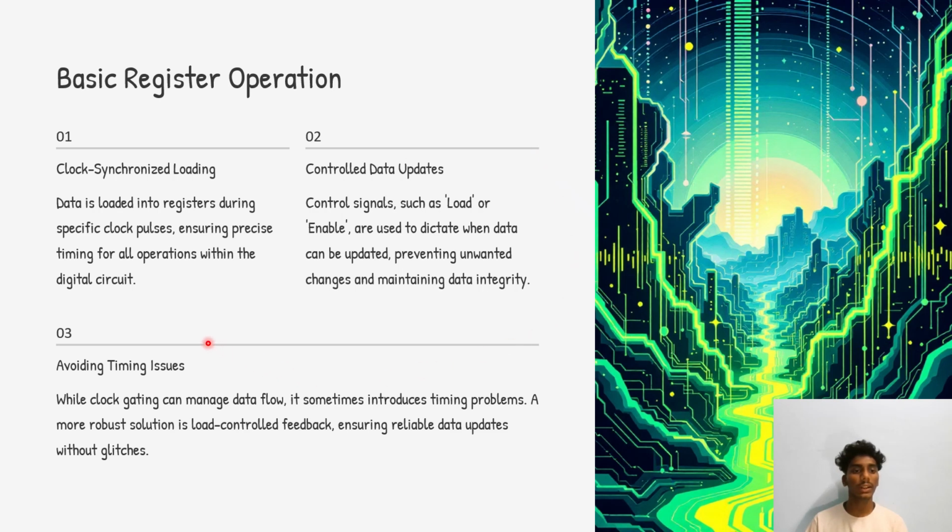And the third one is avoiding timing issues. While clock gating can manage data flow, it sometimes introduces timing problems. A more robust solution is a load control feedback, ensuring reliable data updates without glitches.